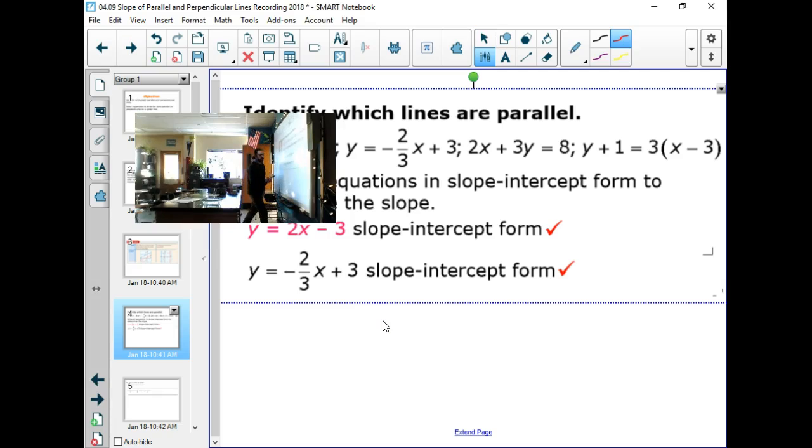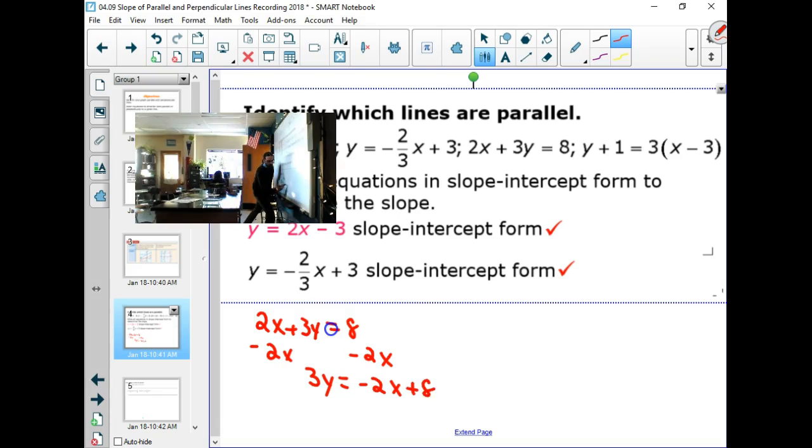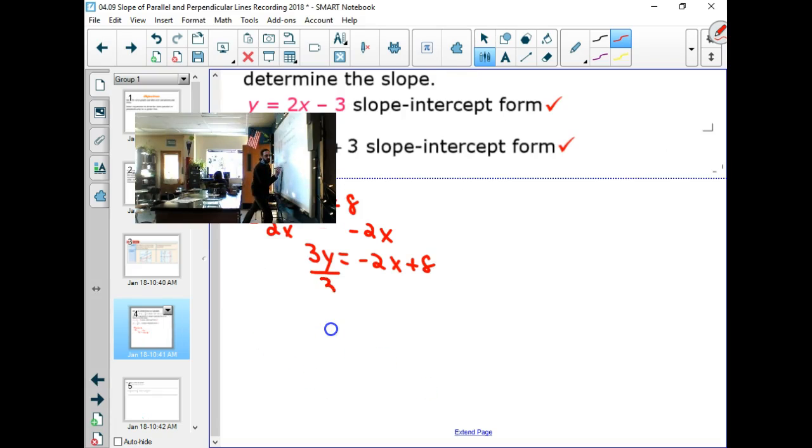So the third one, 2x plus 3y equals 8. Let's see, I'm going to subtract 2x from both sides to move it over. I get 3y equals negative 2x plus 8. And then I'm going to divide both sides by 3. Remember, you're dividing everything by 3, not just one part of it. And you get y equals negative 2/3 x plus 8/3.